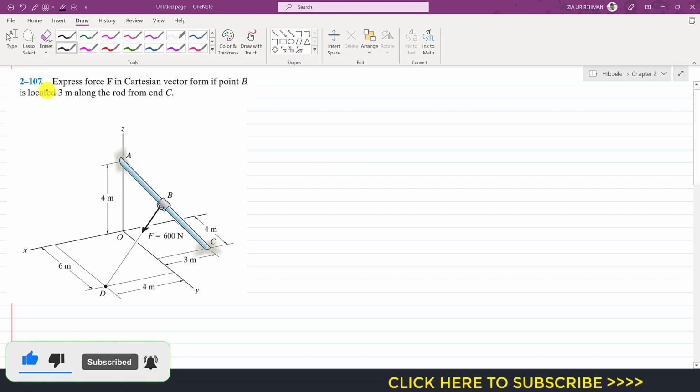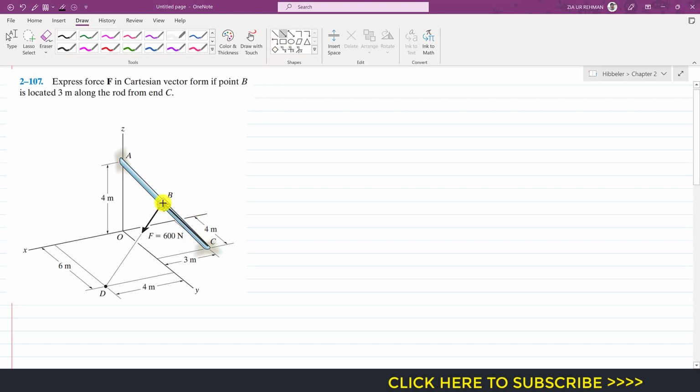Now we are going to solve this problem. In this problem again we are required to express force F in a Cartesian vector form if point B is located 3 meters along the rod from end C. So the magnitude of the position vector from C to B is given, and that magnitude is 3 meters. And we are required to write this force F as a Cartesian vector.